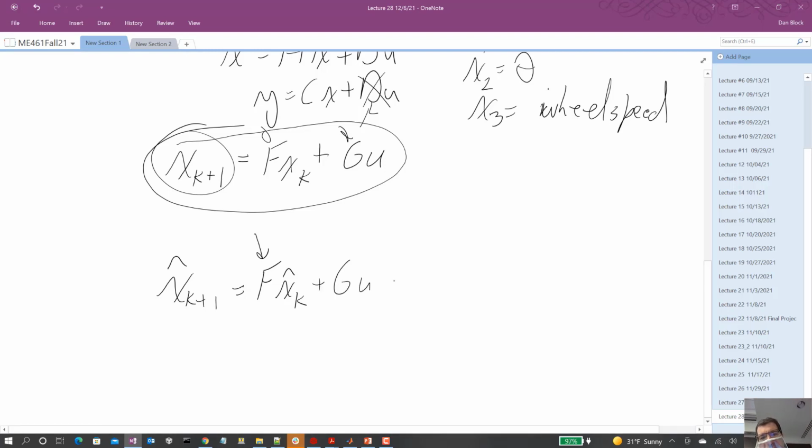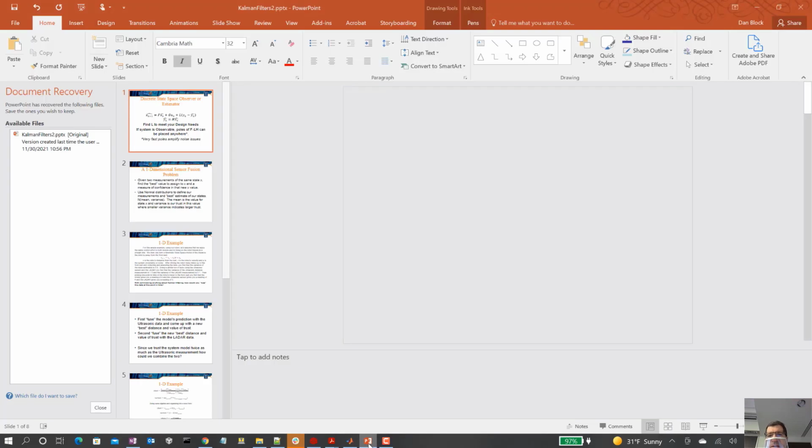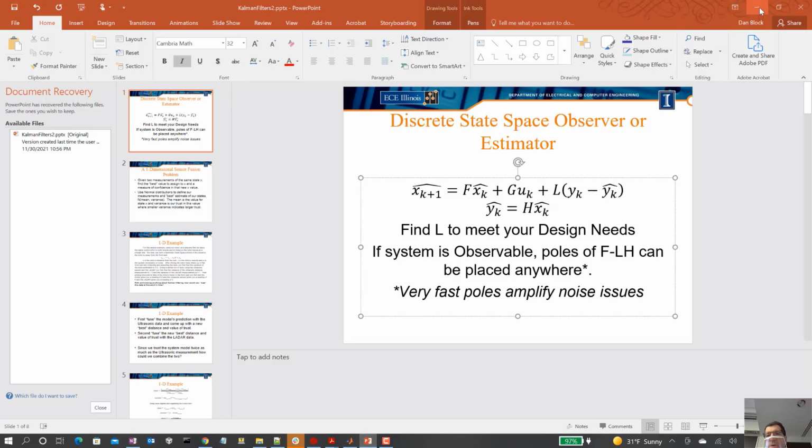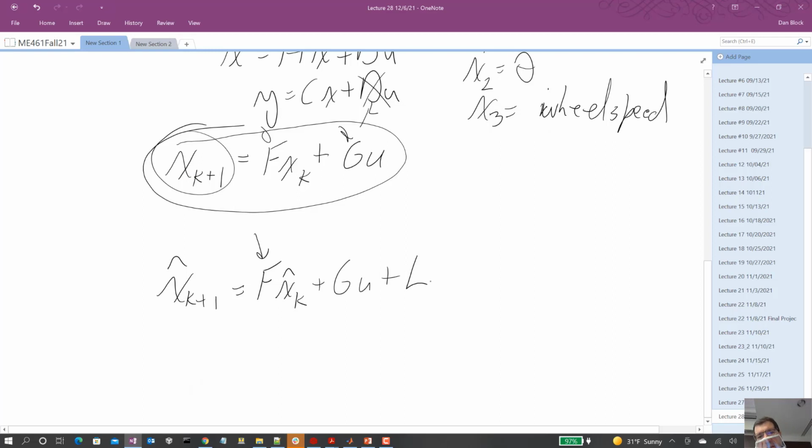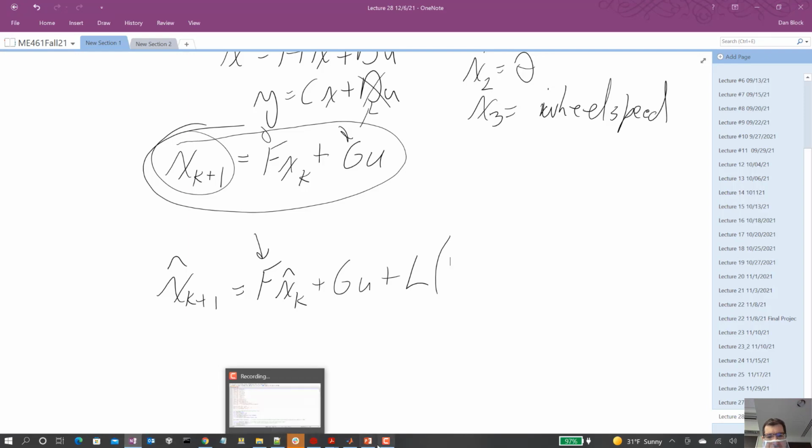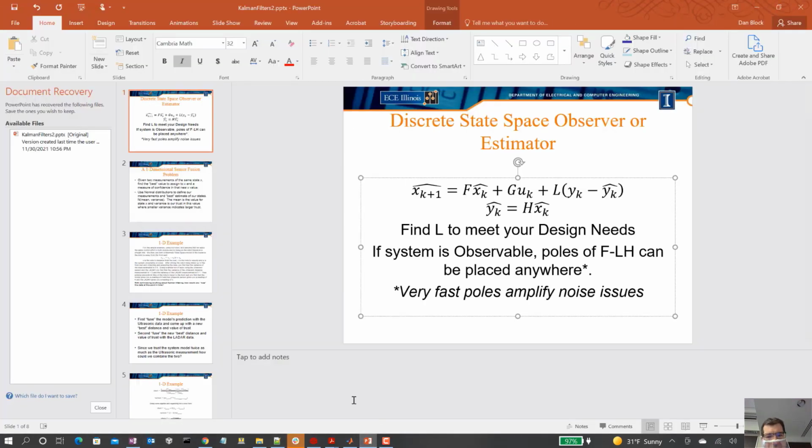But to get it to converge quicker, we will have, and I always get the minuses mixed up, let's make sure, yes, plus L. So then plus this L matrix, which is something you have to design. This L times what? It's our measurements and our estimates. I want to get the minus signs correct: y, yes, our measurement minus our estimate.